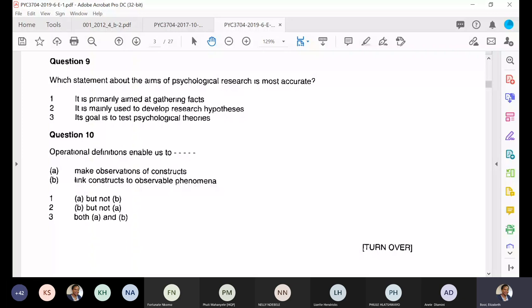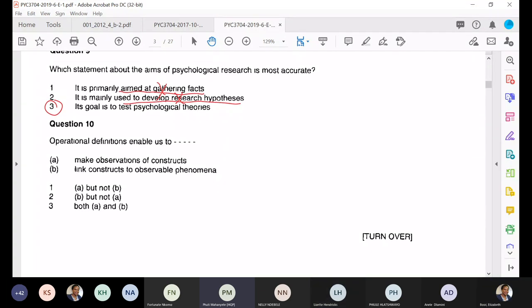Which statement about the aims of psychological research is the most appropriate? Number three. The goal is to test the psychological theories. Yes.